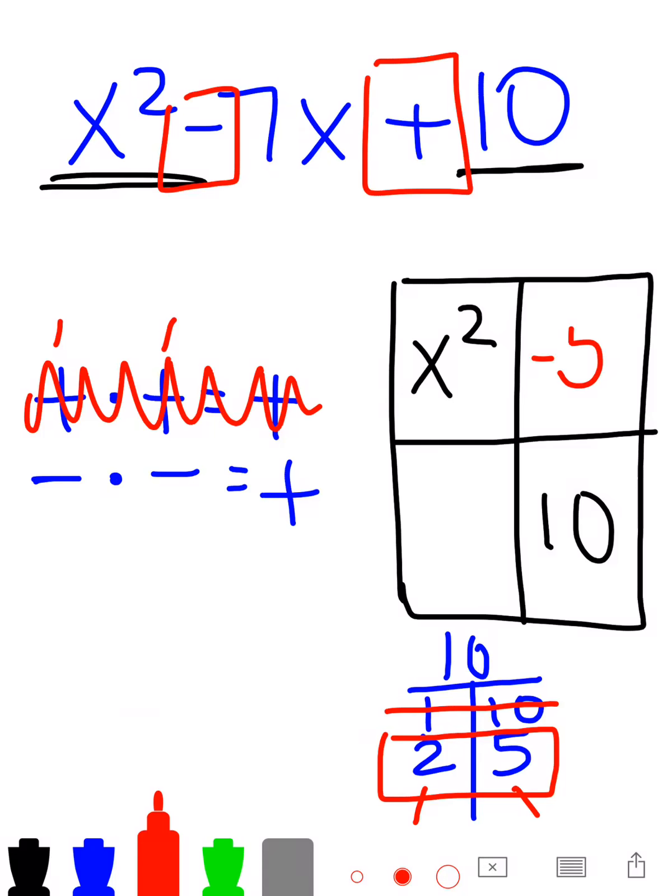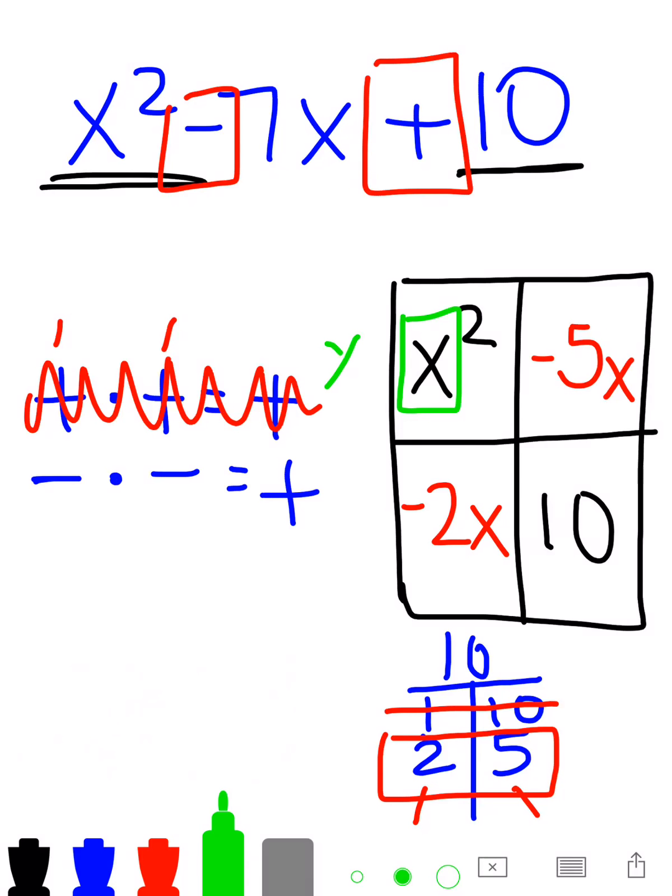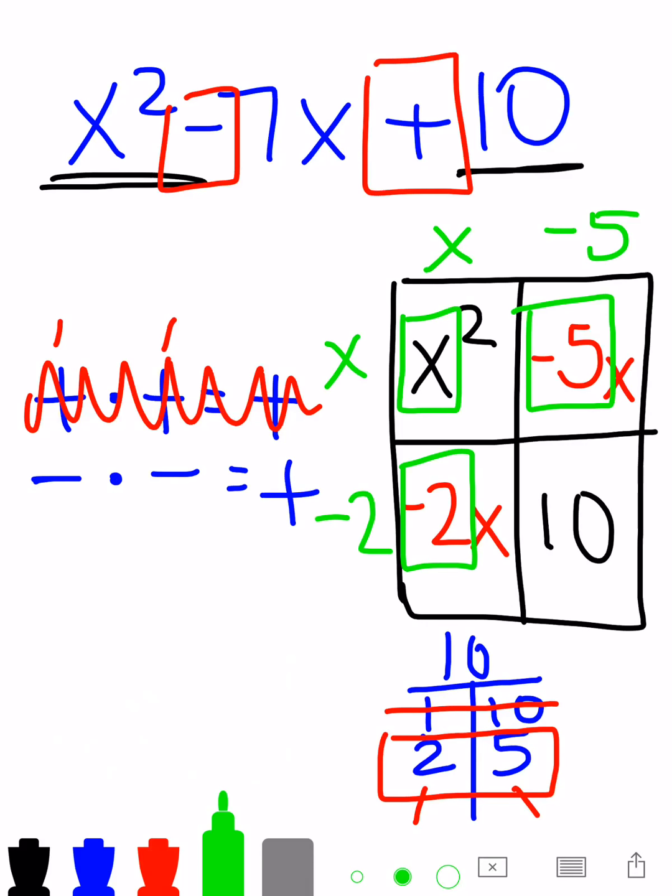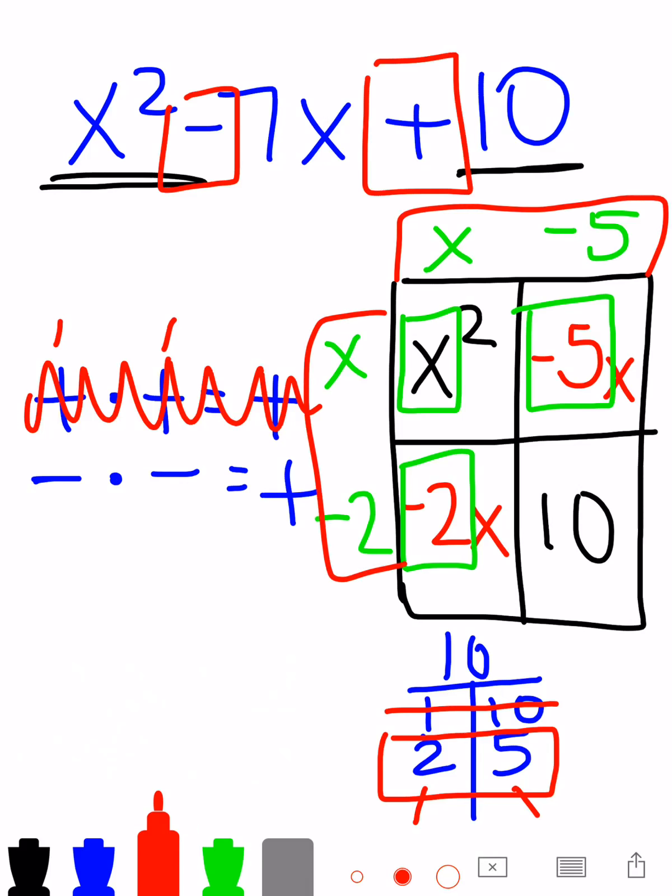So go ahead and write negative 5x, negative 2x. And remember, the first thing you see, go ahead and pull out. I see an x. I see a negative 5, I'm going to pull that out. And I see a negative 2, I'm going to pull that out. With it being negative, that means that it's just going to be a minus sign. So now you're ready to write your answer. Parentheses, x minus 2 times x minus 5.